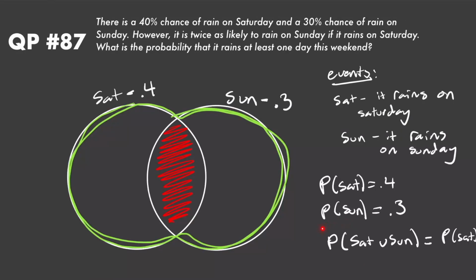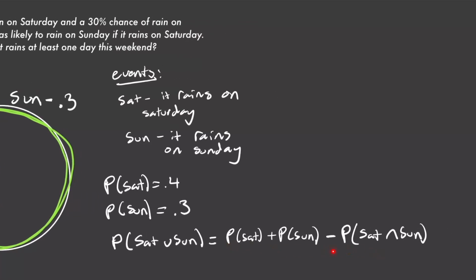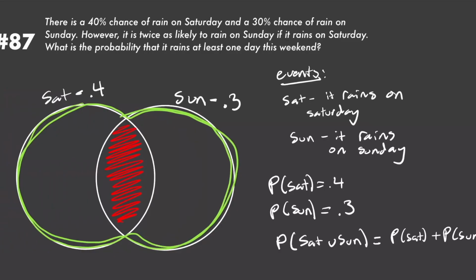But we know by the inclusion-exclusion that we've done a million times that the probability of a union of two sets is just equal to the first set plus the second set, and then we've overcounted this middle region twice, so we have to subtract it off one time. So this is going to be the formula. And again, the only thing missing is this intersection, but we have one more piece of information that will help us solve it, and it's basically that it's twice as likely to rain on Sunday if it rains on Saturday.